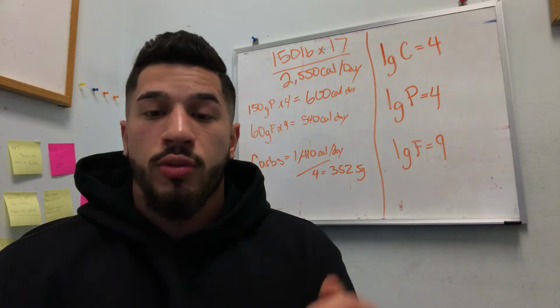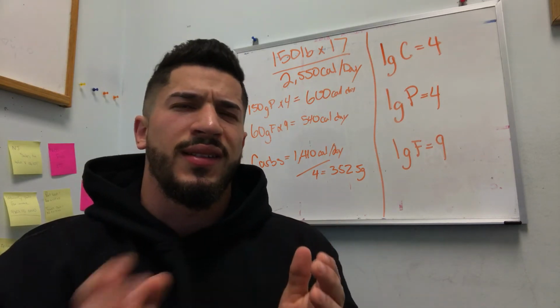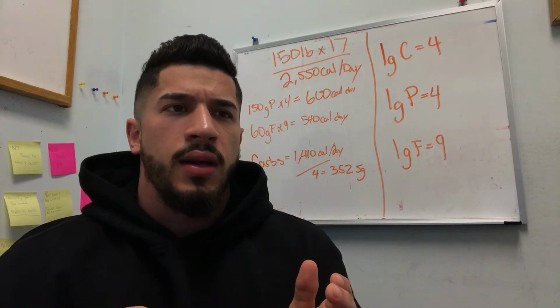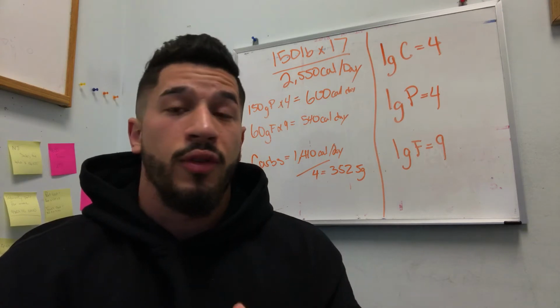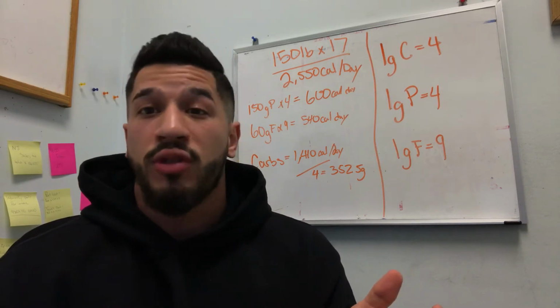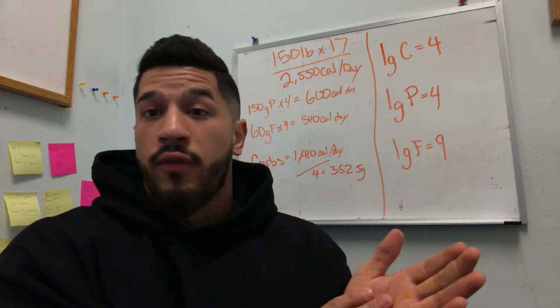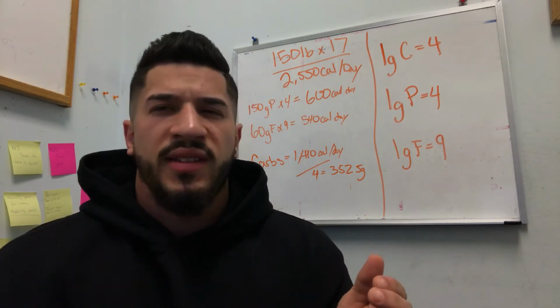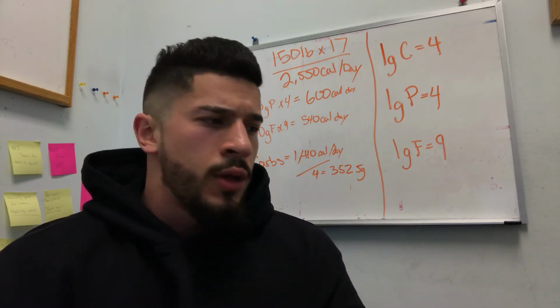Or you can just multiply your body weight by anywhere between 14 to 17 calories. And again, that's going to reflect how active you are. If you're not very active, multiply your body weight by 14 to get your calorie goal. If you're very active like myself, then multiply it by 17 and that'll give you your calorie goal.